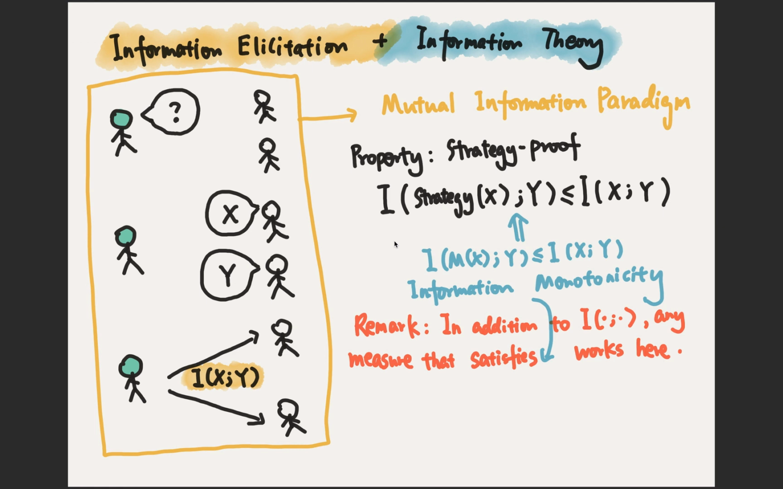The reason we want to use mutual information as a payment is because the information monotonicity of mutual information can directly induce this strategy-proof property. Basically, in Alice's view, once she performs some strategies on her information, the mutual information between her information and Bob's reported information will decrease. And in this case, she will choose to tell the truth and report the original information.